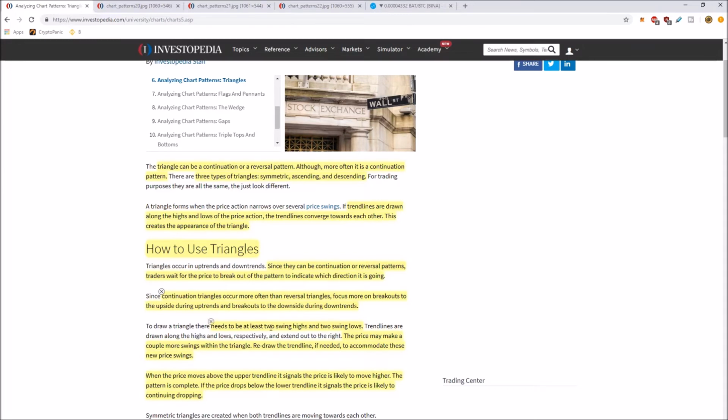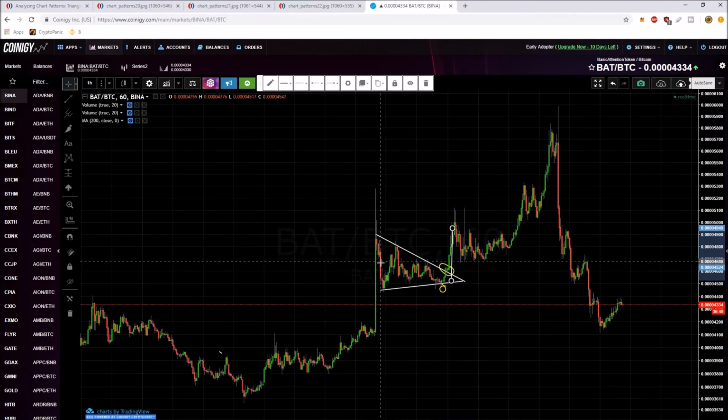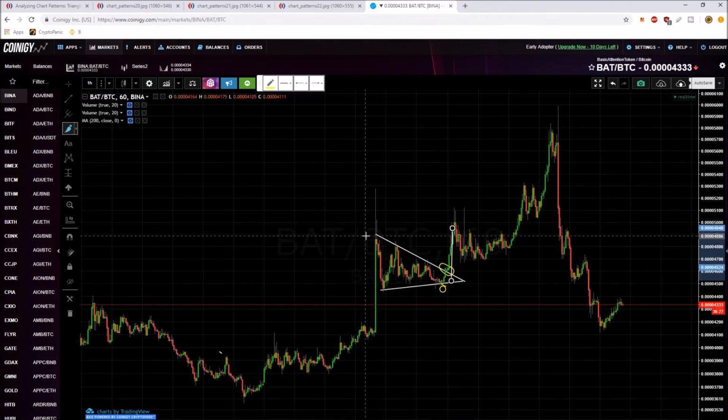There needs to be at least 2 swing highs and 2 swing lows. So what does that mean? What they're talking about is the price swings low. This is a swing low. This is a swing high. Swing low, swing high. Swing low, swing high. Swing low, swing high. Okay, so it's that simple. You need two of those to really have a good triangle.